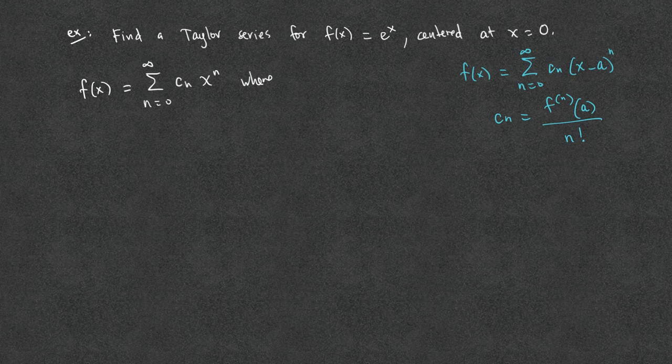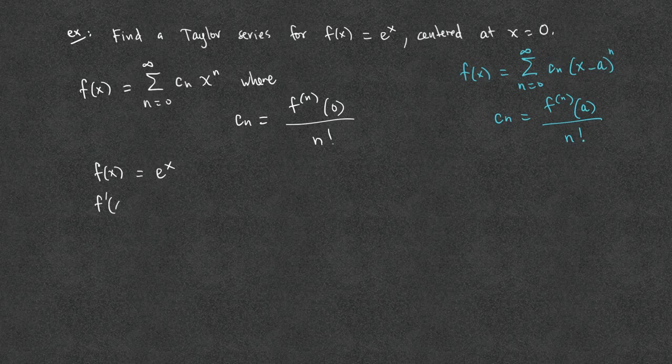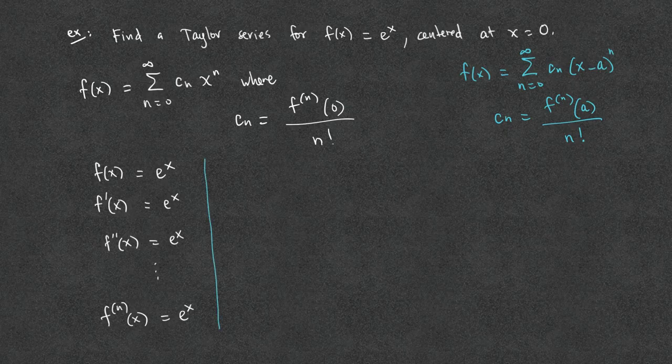And so f of x is the sum as n goes from 0 to infinity of c sub n times x to the n, where c sub n is the nth derivative evaluated at x equals 0 divided by n factorial. f of x is e to the x, f prime of x is e to the x, f double prime of x is also e to the x, and so the nth derivative of f is e to the x. We evaluate these derivatives at x equal to 0.